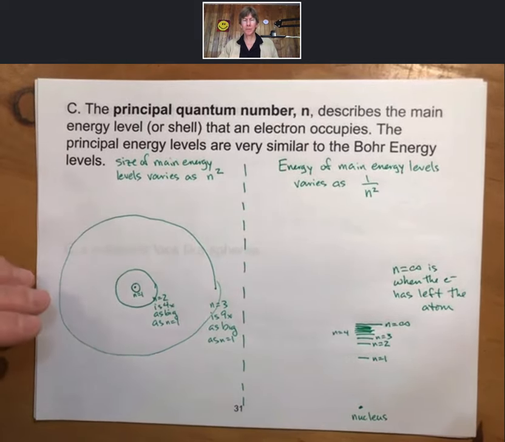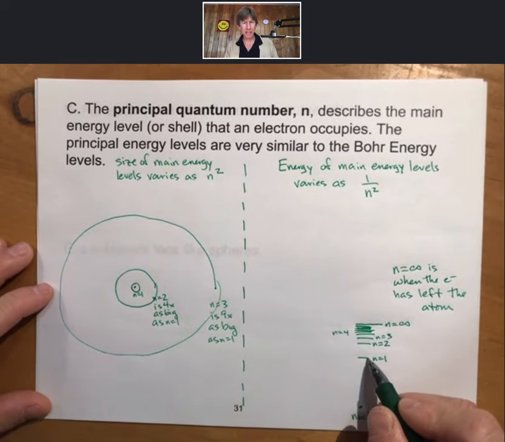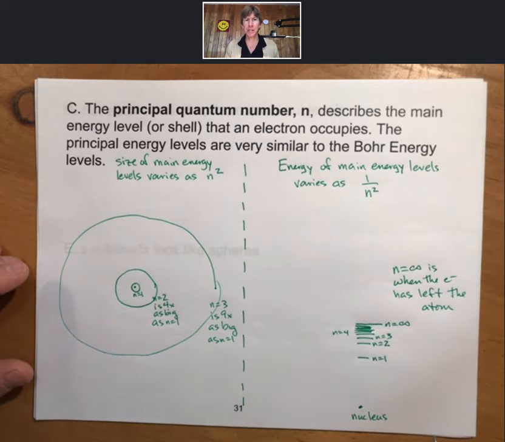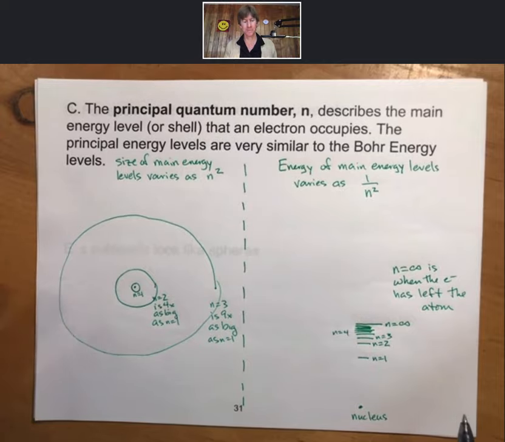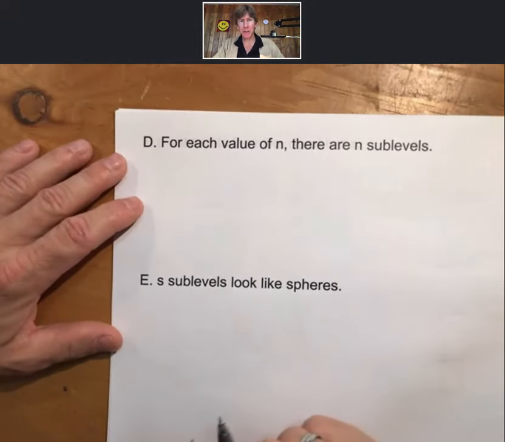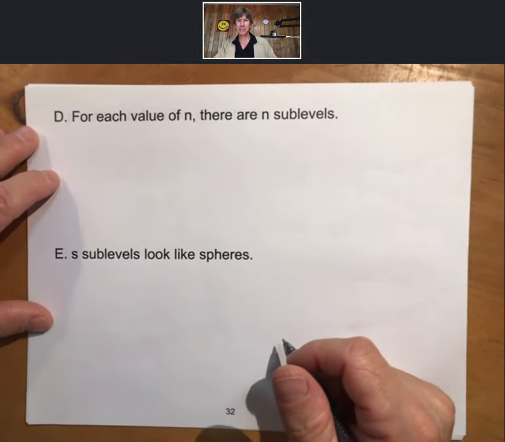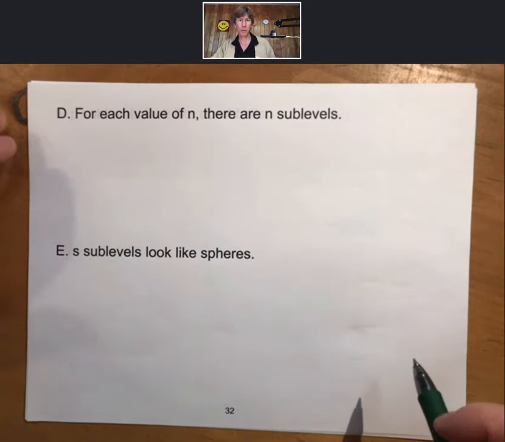So if we start with the hydrogen atom, the electron will start in n equals 1. Then if it leaves the atom, the electron will be in n equals infinity. And instead of an H atom, we will have an H plus ion if the electron is left. Okay, so more about these values of n and the orbitals, which is where we're working to.